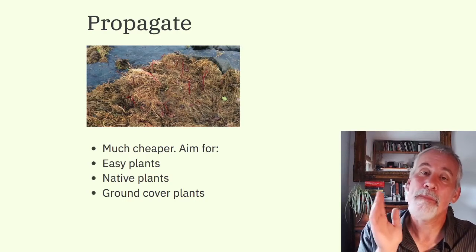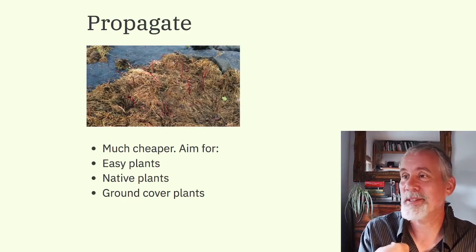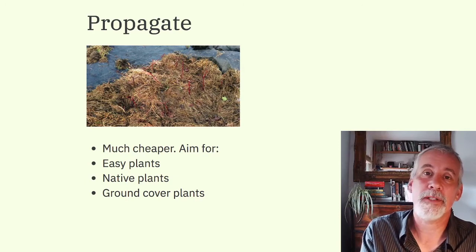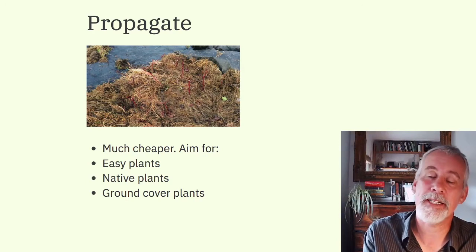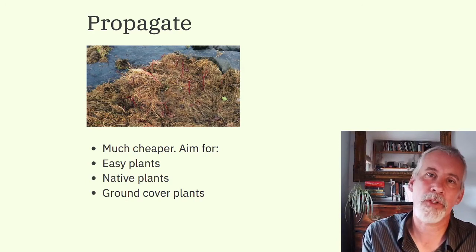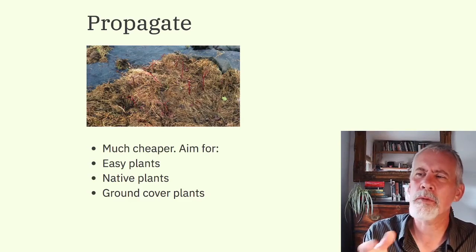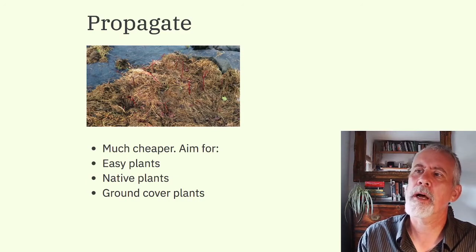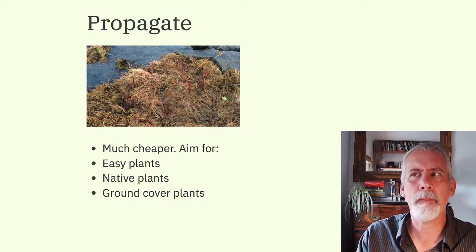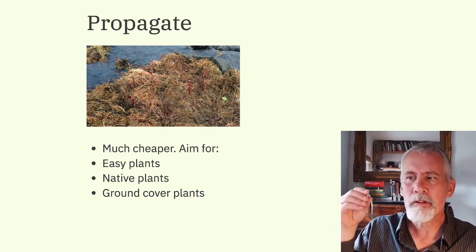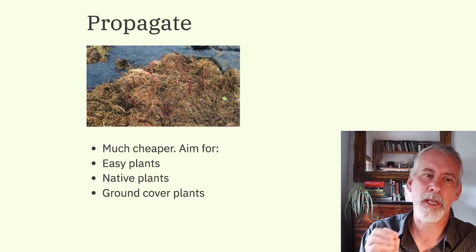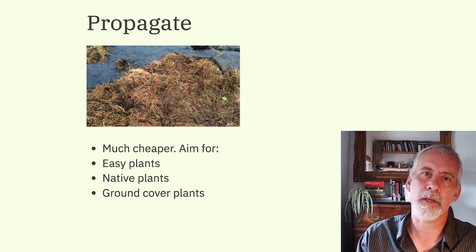Easy plants is good. Native plants as well, because native plants are better for wildlife because it provides a food source for insects, and insects are a foundational part of the food web. And ground cover plants, because you really don't worry so much. I mean, I've got shrubs here, red dogwood, but don't worry so much about shrubs. Well, it depends upon how many you need for a windbreak, but ground cover plants really is the kind of thing that you want to be propagating, because you will need so many of them.